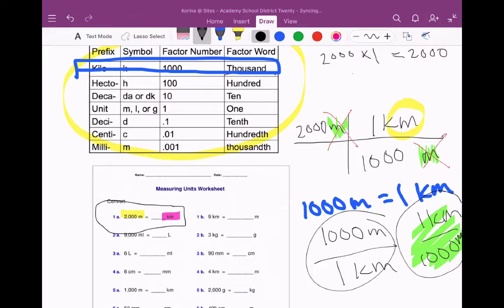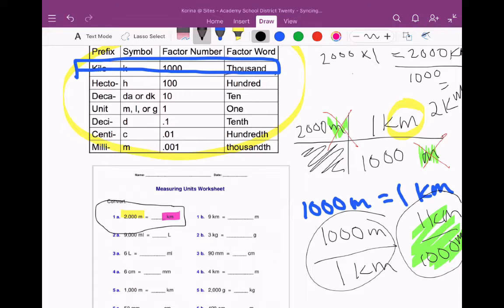And our meters have crossed out, so our unit is kilometers, and then we are going to divide by what we have on the bottom. Since this area is blank right here, we're just going to ignore it. It would be the same as 1, so we're going to divide by 1,000. And our meters is crossed out, so there's no unit. 2,000 divided by 1,000 equals 2 kilometers.